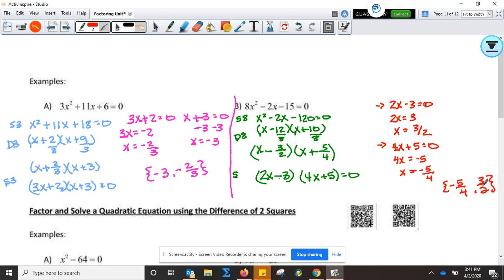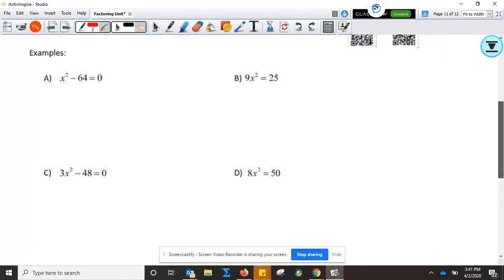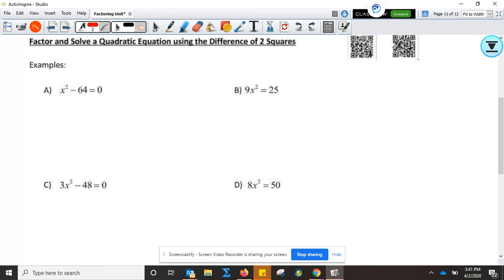Okay. But what happens when you are using difference of two squares or a perfect square trinomial? That's what we're going to do next. Difference of two squares, same thing. Okay. You're going to factor this: x minus 8, x plus 8 equals 0. Okay, set each one of those equal to 0. X minus 8 equals 0. X plus 8 equals 0.